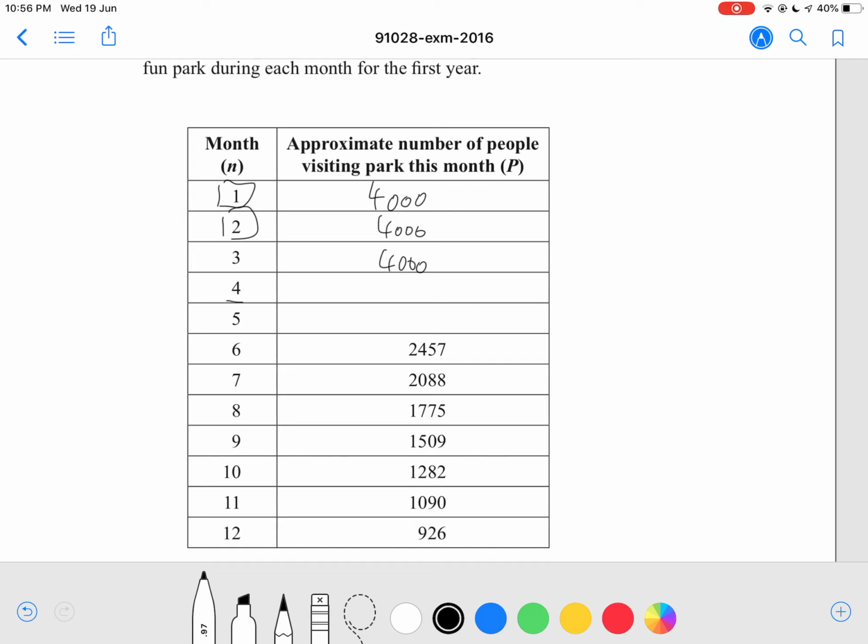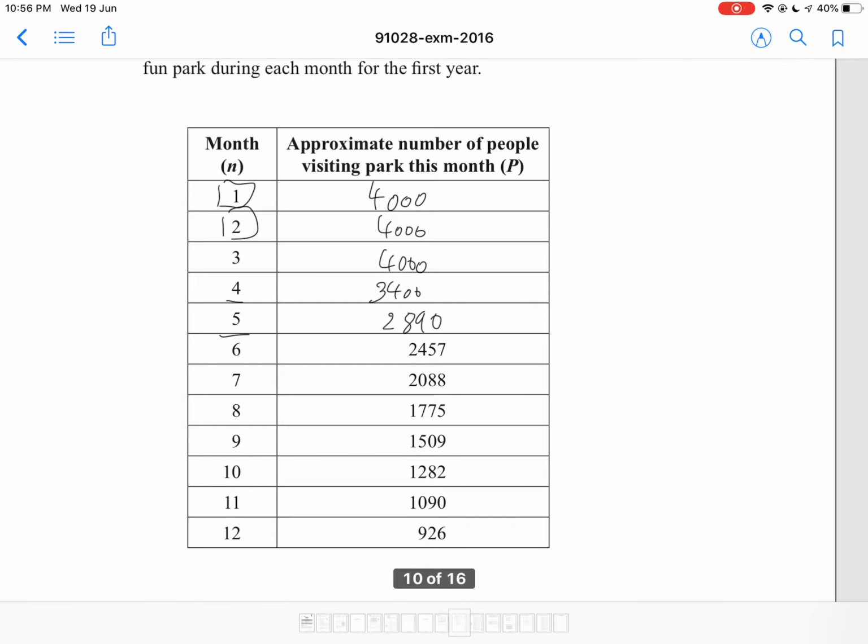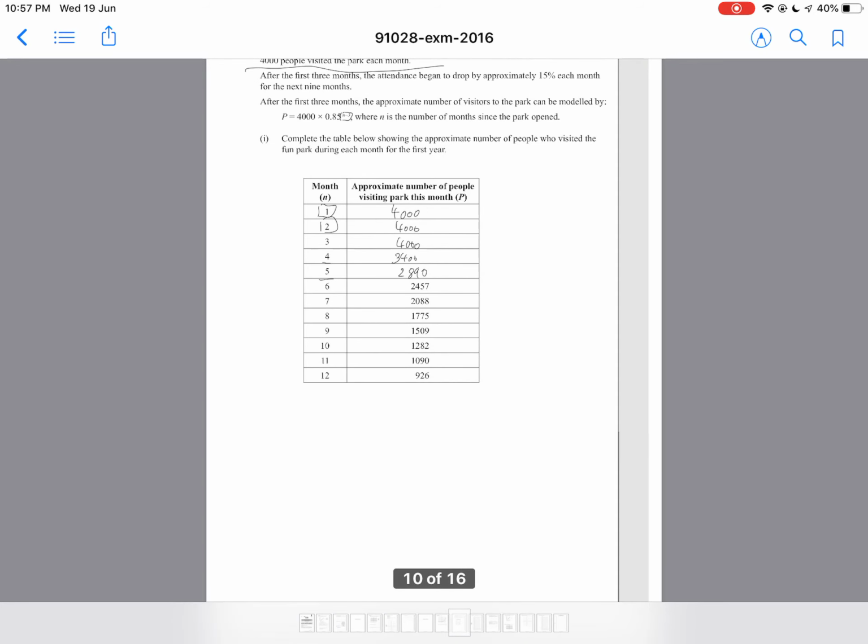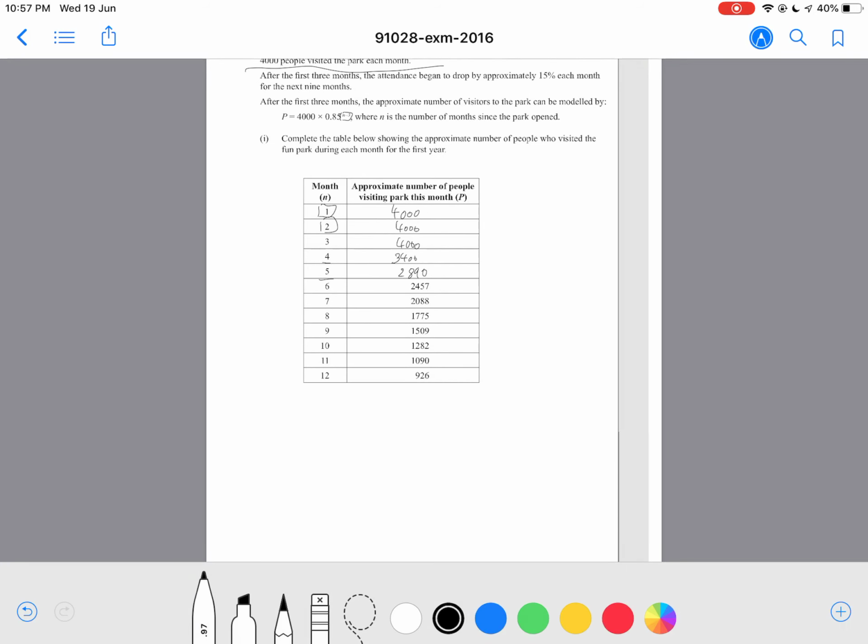Okay, so now we substitute n equals 4, then n equals 5, and so on. You should be getting 3,400 here, and you should be getting 2,890 here. Getting the correct table will get you a merit grade, actually. And to get an achieved grade in this question, you need 2 correct months.